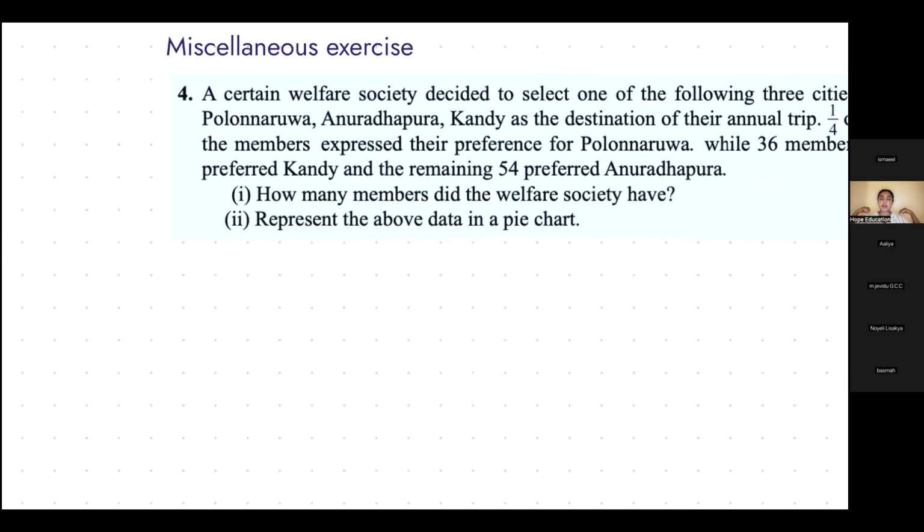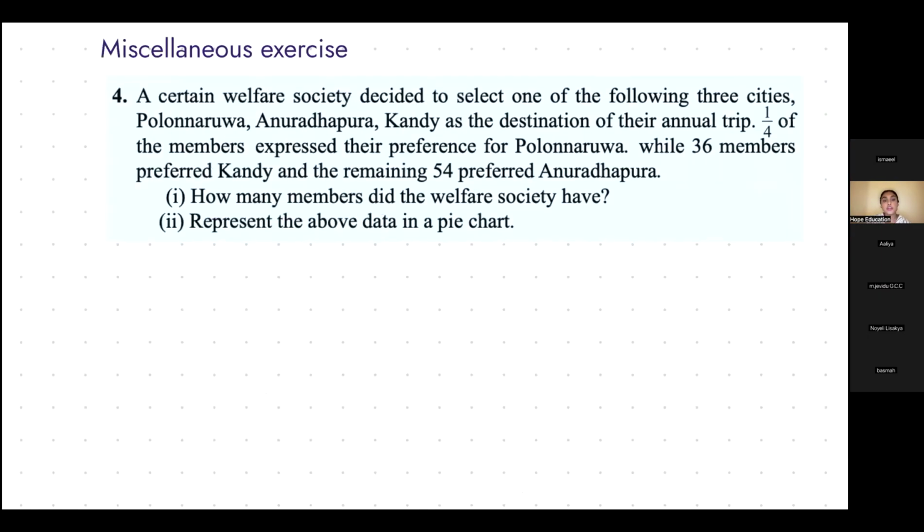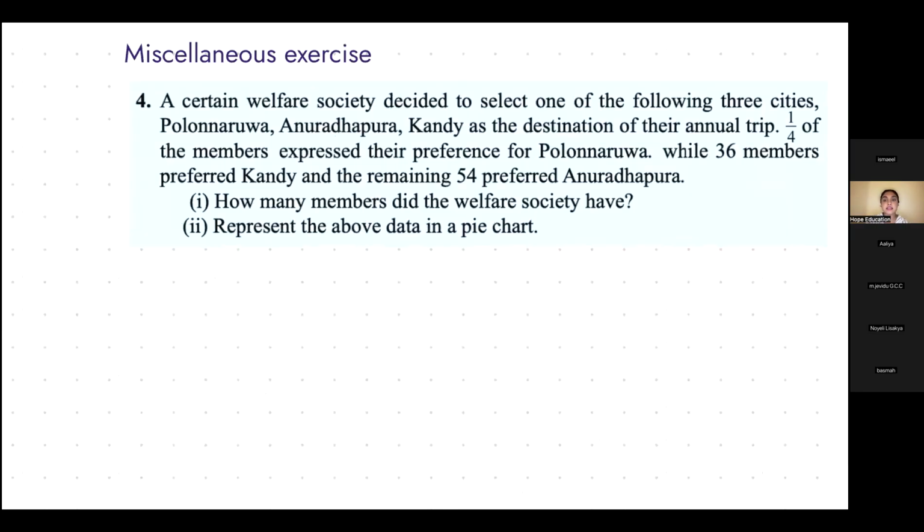A certain welfare society decided to select one of the following 3 cities: Polonnaru, Anuradhapura, Kandy as the destination of their annual trip. 1/4 of the members expressed their preference for Polonnaru, while 36 members preferred Kandy and the remaining 54 preferred Anuradhapura. How many members did the welfare society have?